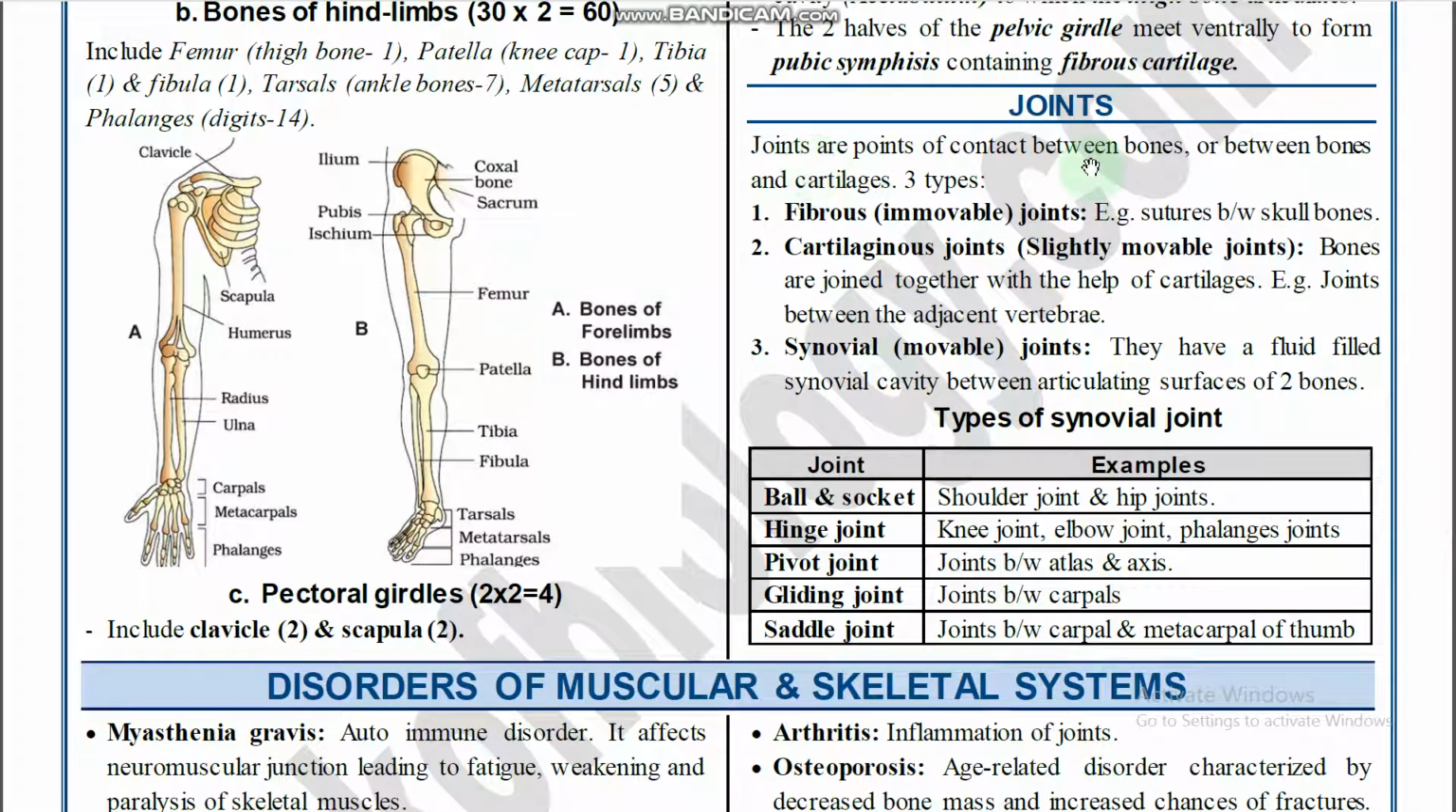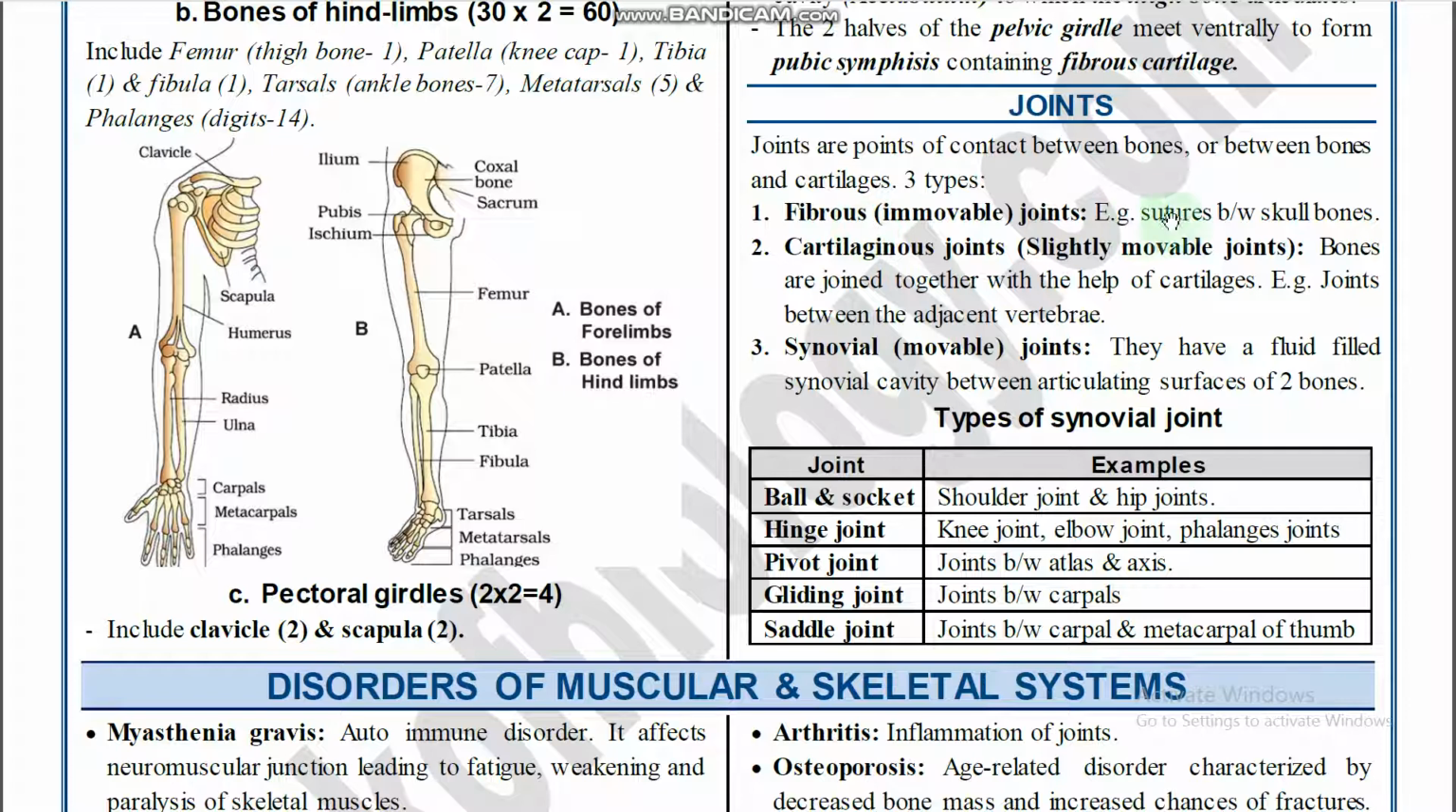Joints are points of contact between bones or between bones and cartilage. In our body, three types of joints are present: fibrous joints, cartilaginous joints, and synovial joints. Fibrous joints are immovable joints, they cannot move. Cartilaginous joints are slightly movable joints, and synovial joints are freely movable joints.